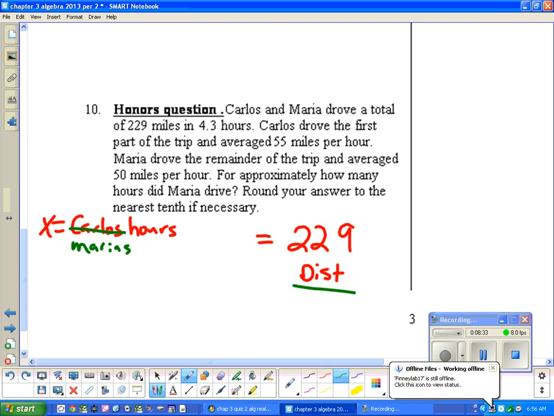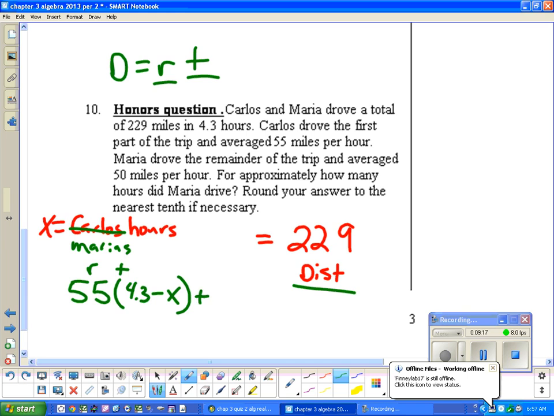So we need to equal a distance, and we know distance equals rate times time. So if that's the case, we have a rate and we need a time. Carlos drove the first part of the trip and averaged 55 miles per hour, and Maria drove the remainder and averaged 50 miles per hour, and x is Maria's time. So we can set this up as Carlos driving 55 miles per hour, which is a rate, and we multiply that times a time to get a distance. The time that Carlos drove would be 4.3 hours minus Maria's time. And we add that to Maria's rate times her time, which we know is x. So we have a distance plus a distance equals 229, which is also a distance.